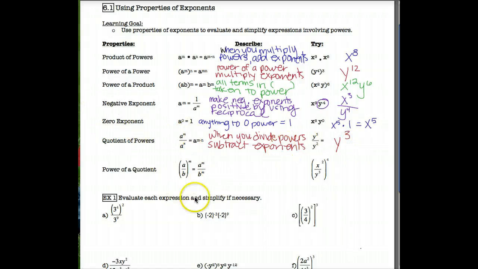Last rule and example is power of a quotient. Really, this and the power of a product, it's the exact same idea, except that one has division and one has multiplication. But they're going to have the same description because the big idea is that all the terms that are inside parentheses have to be taken to the power.